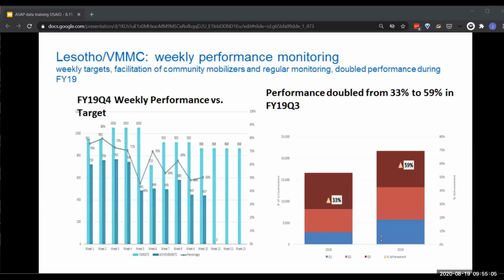This is a weekly performance versus target. This would be similar to the gap analysis that we showed you. It's in fact high-frequency reporting data that was used to monitor weekly progress, set granular targets, and increase accountability to course correct. On the right-hand side, this helps us understand how the performance doubled from 33% to 59% from one quarter to the next. Now, again, this would be layered on with some explanation of what they did, because ideally you would like to say we went from 33% to 59% because we did X, Y, and Z.